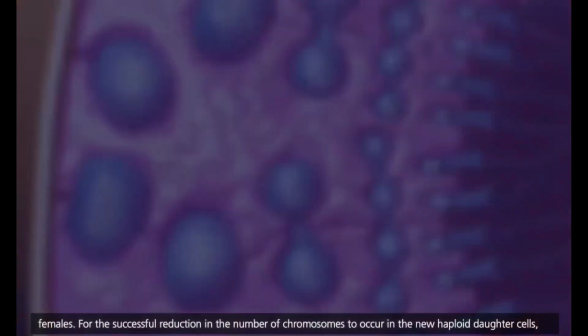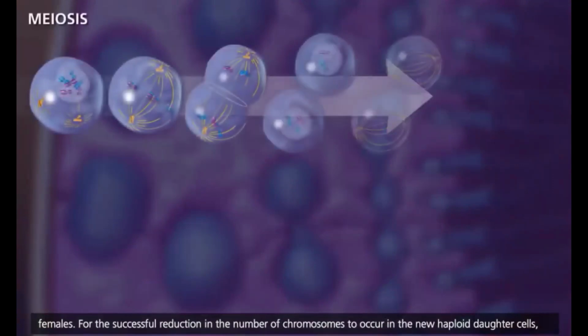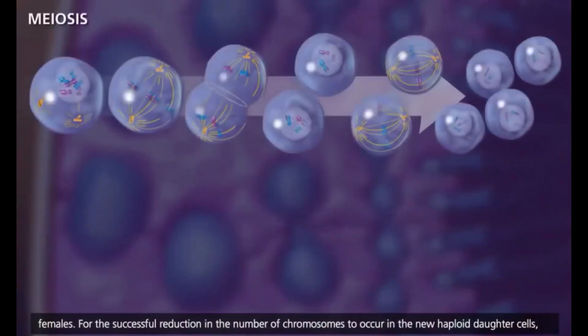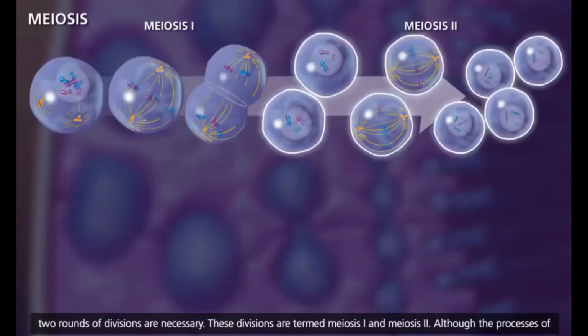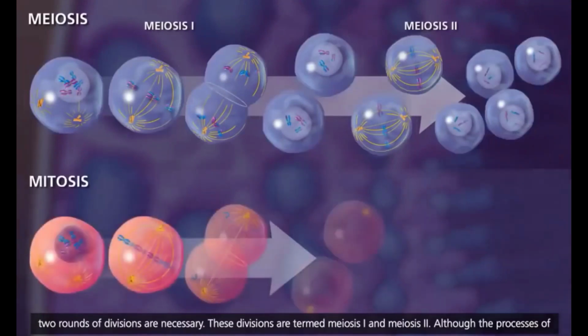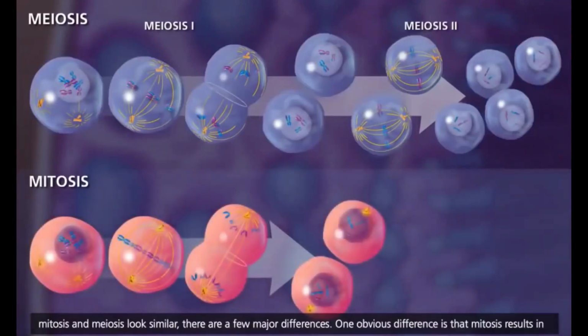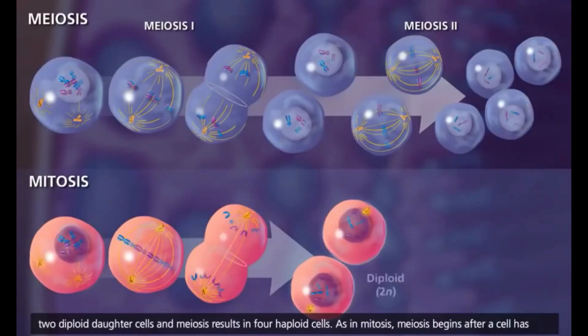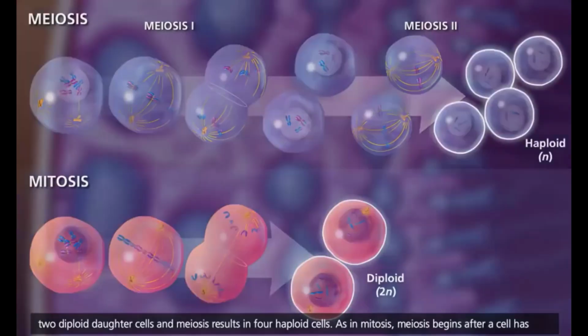For the successful reduction in the number of chromosomes to occur in the new haploid daughter cells, 2 rounds of divisions are necessary. These divisions are termed meiosis I and meiosis II. Although the processes of mitosis and meiosis look similar, there are a few major differences. One obvious difference is that mitosis results in 2 diploid daughter cells, and meiosis results in 4 haploid cells.